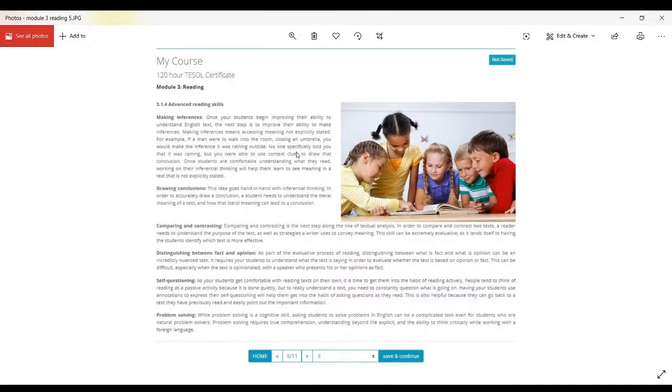No one specifically told you that it was raining, but you were able to use context clues to draw that conclusion. So once students are comfortable understanding what they read, working on their inferential thinking will help them learn to see meaning in a text that is not explicitly stated. Okay, that's where common sense comes in. Next is drawing conclusions.